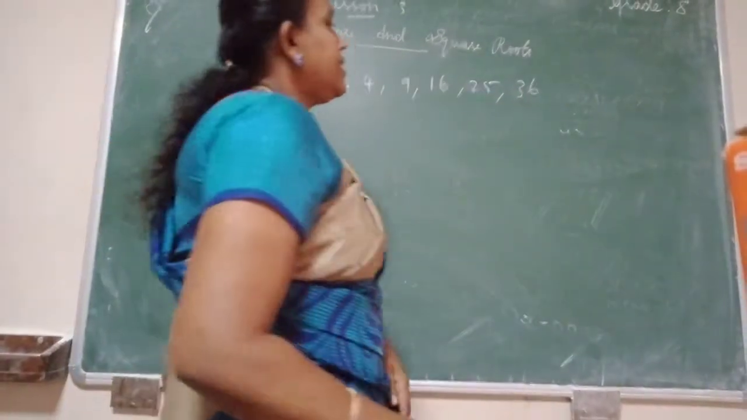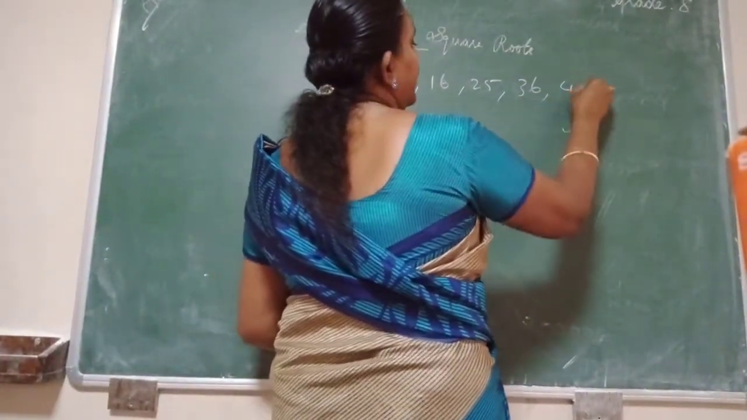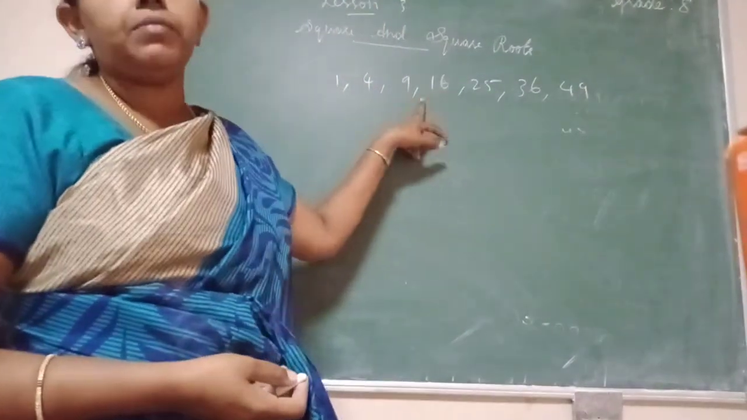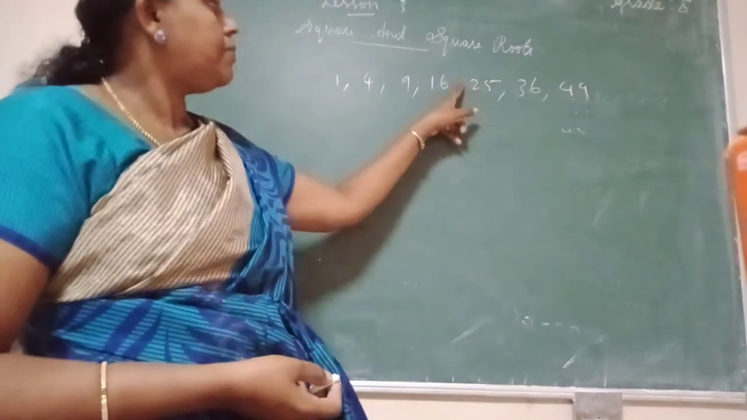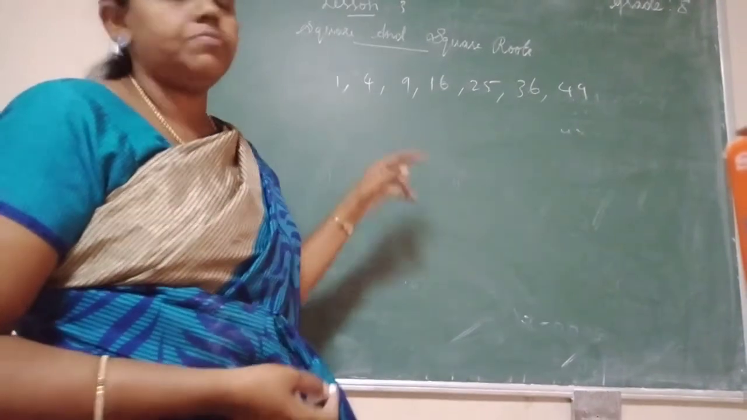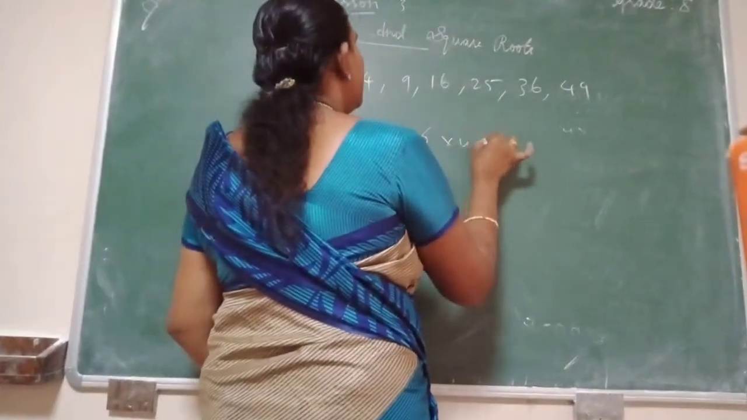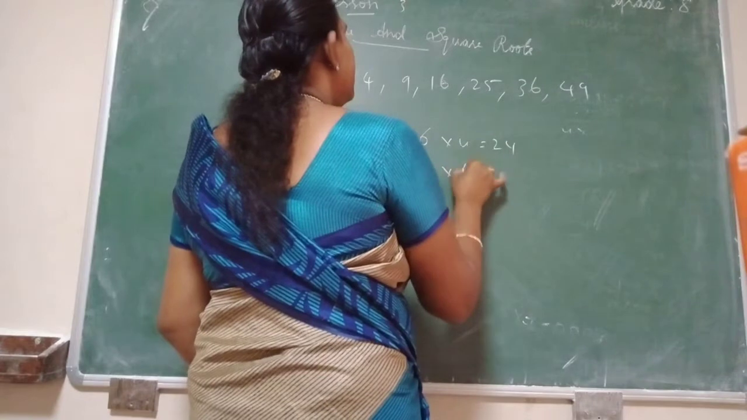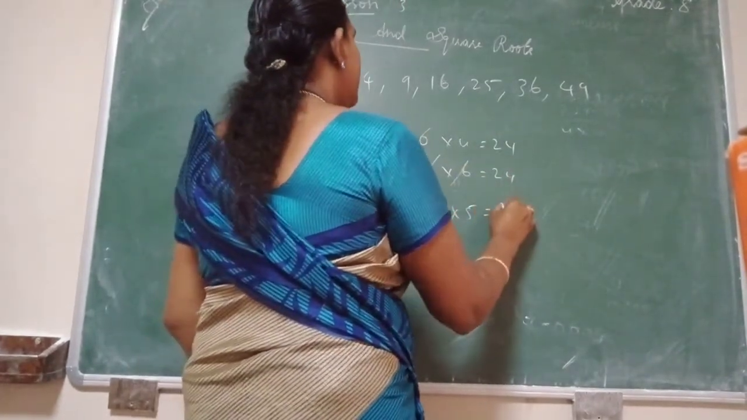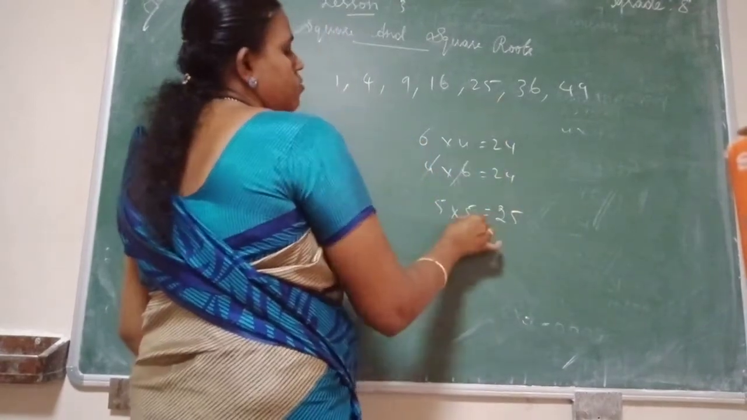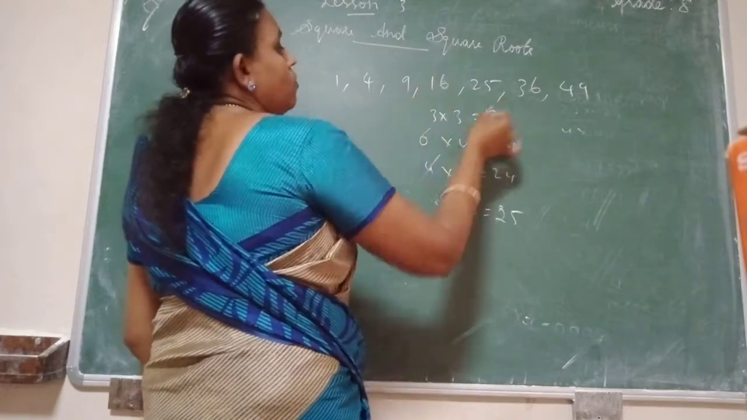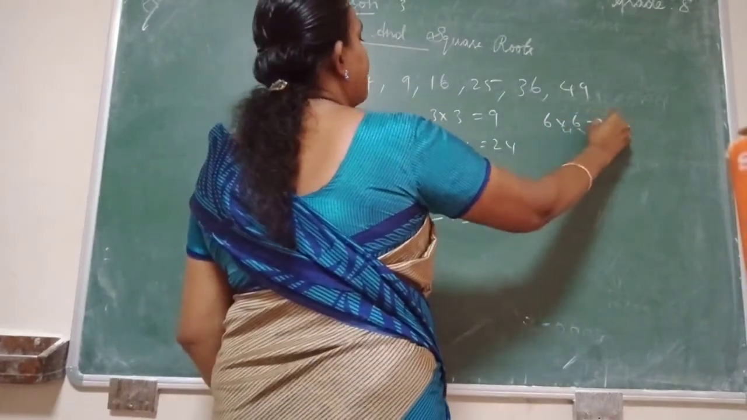Next, what number can I say is a perfect square? Can I say 37? No. 49 is a perfect square. Can you say 24 is a perfect square? 6 4s are 24, 4 6s are 24. Whether that number is the same? 6 into 4 is 24, 4 into 6 is 24. These two numbers are different. But 5 into 5 is 25, so these two numbers are the same. 3 into 3 is 9. Here 6 into 6 is 36.